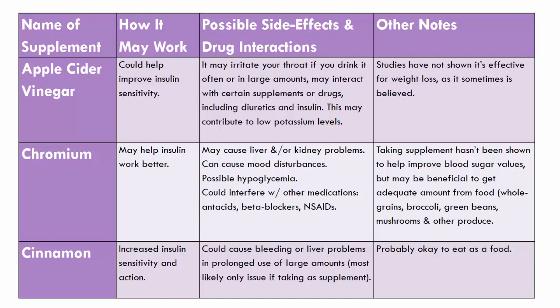Chromium may help insulin work better, is the theory. However, it also may cause liver and/or kidney problems, and can cause mood disturbances. It may actually cause low blood sugar or hypoglycemia. It could interfere with other medications such as antacids, beta blockers, and NSAIDs. Taking chromium in a supplement form has not been shown to help improve blood sugar values, but it may be beneficial to get an adequate amount from food, such as whole grains, broccoli, green beans, mushrooms, and other produce.